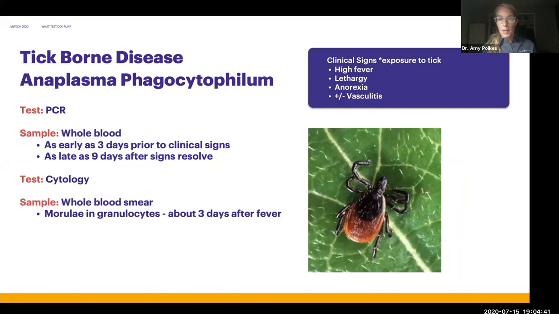For anaplasma, PCR is the test. Usually there could be exposure to a tick, but you don't always know. Usually they have a pretty high fever, like 104s, 105s, that kind of thing in our area.